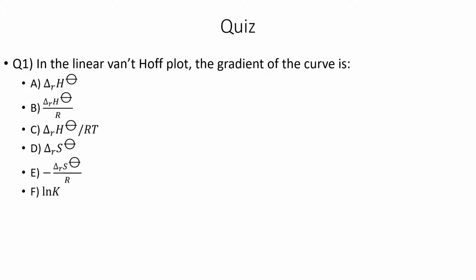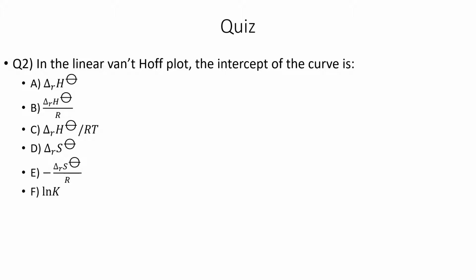Which brings us now to the quiz. The quiz is multiple choice, and there are 3 questions. They're just on 3 different slides. I'll read you the first question and we'll keep going. Question 1 is, in the linear Van Hoff plot, the gradient of the curve is, and then you've got there 6 options, and you've got to choose the right symbol.